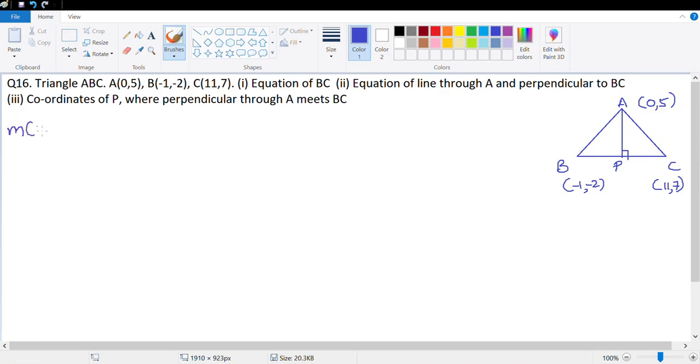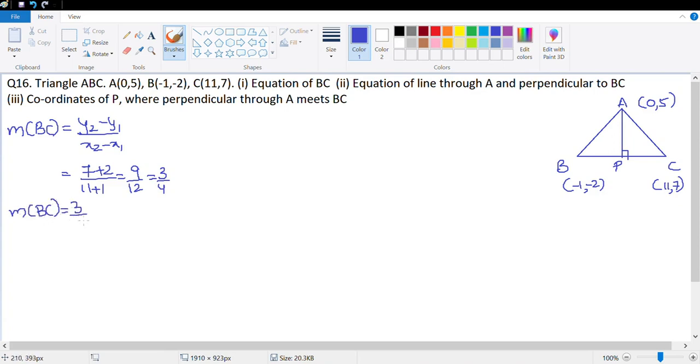So slope of BC will be given by y2 minus y1 upon x2 minus x1. Let's substitute values. So 7 minus -2, that's 7 plus 2, upon 11 minus -1, that's 11 plus 1, that's 9 upon 12, which is equal to 3 upon 4. So the slope of BC is equal to 3 upon 4. Done.